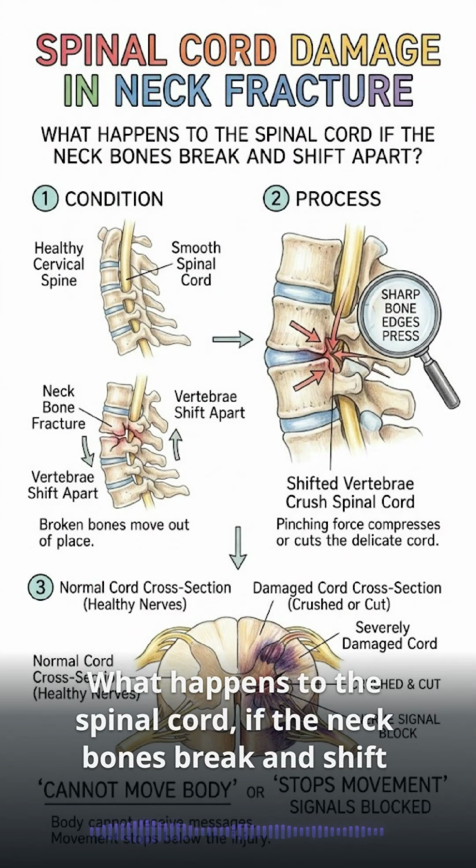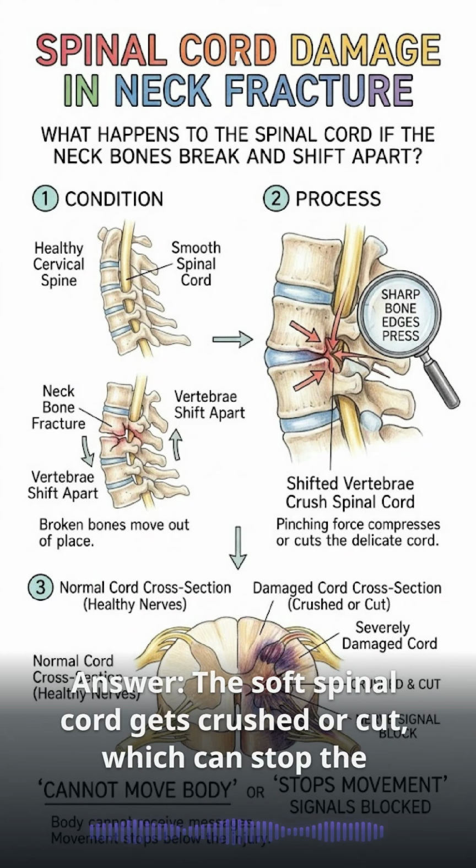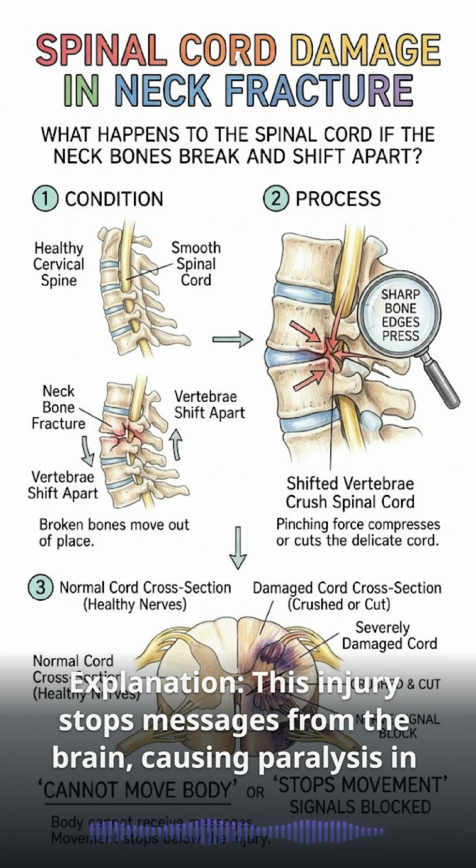31. What happens to the spinal cord if the neck bones break and shift apart? The soft spinal cord gets crushed or cut, which can stop the patient from moving. This injury stops messages from the brain, causing paralysis in the arms and the legs.